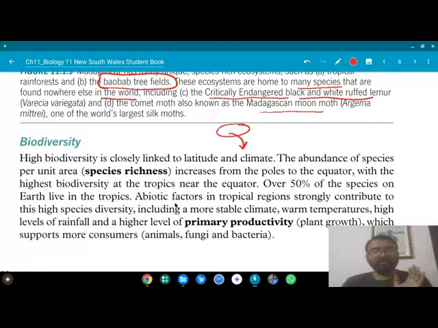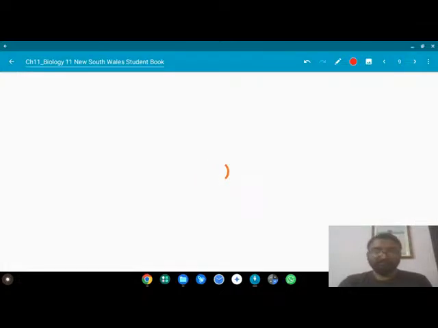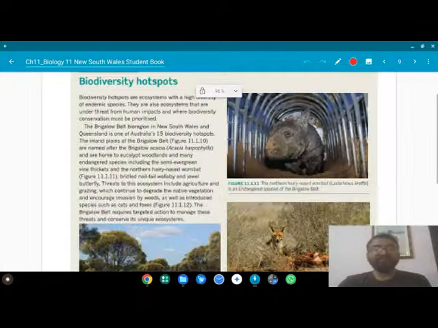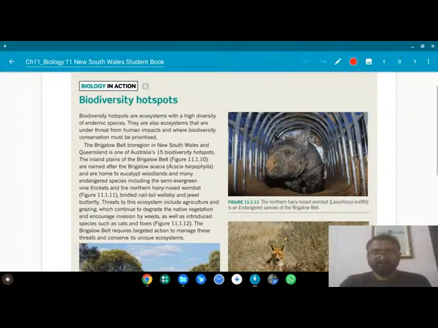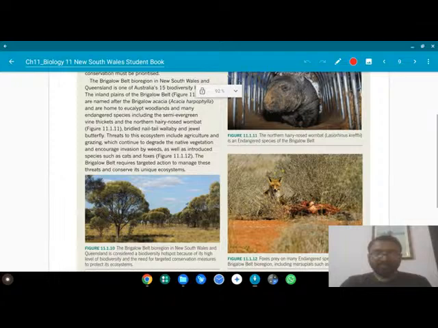Abiotic factors in tropical regions strongly contribute to high species diversity, including a more stable climate, warm temperature, high levels of rainfall, and a higher level of primary productivity, plant growth, which supports more consumers: animals, fungi, and bacteria. Wherever the sun is, there is photosynthesis, there are changes, everything happens. So that is the main thing. Sunlight charges each and everything. So these are biology in action. They are special ecosystems.